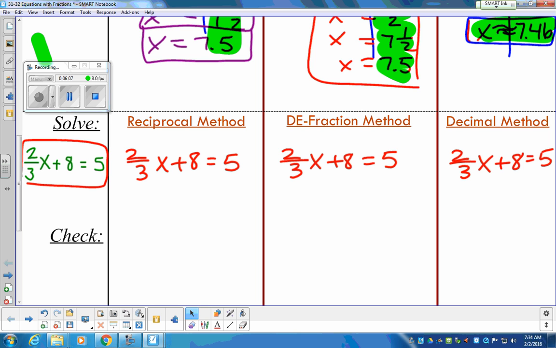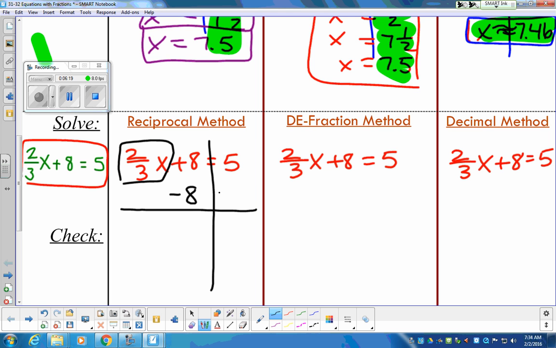Okay, crew, here we go. Reciprocal method means we're going to end up getting rid of the fraction with the reciprocal. But before we do that, let's go ahead and work through our hand method. Hand method says cover the variable and anything attached. I'm going to subtract 8, copy, paste. Step 1. Everybody should be doing step 1. Subtract 8, copy, paste.